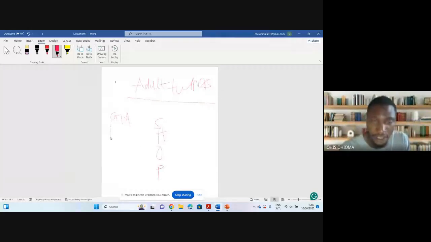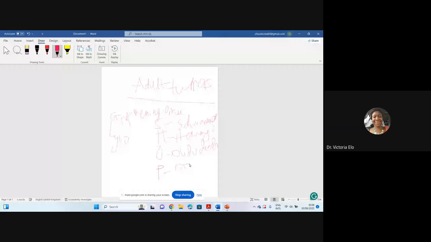And I said that the G stands for glioblastoma, the M stands for meningioma, the S stands for schwannoma, the H stands for hemangioblastoma, the O stands for oligodendroglioma, and the P stands for pituitary adenoma.